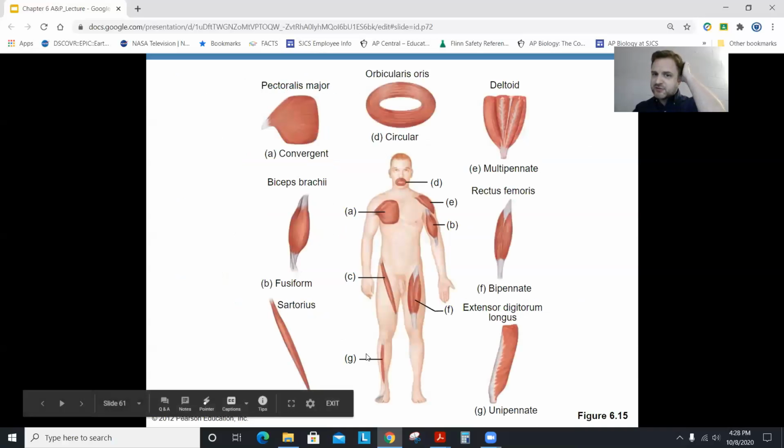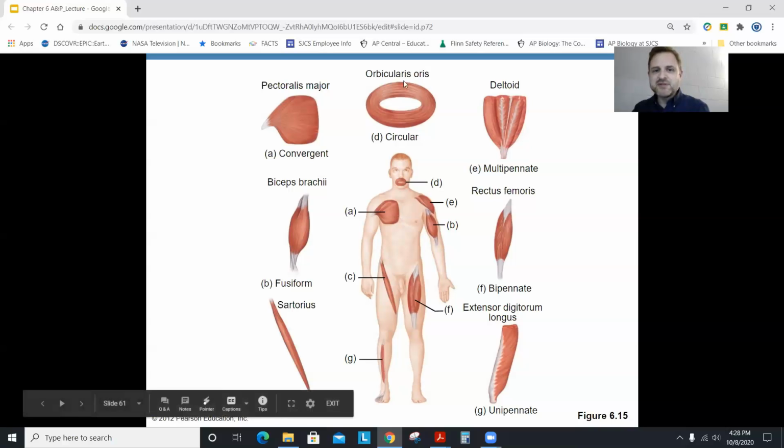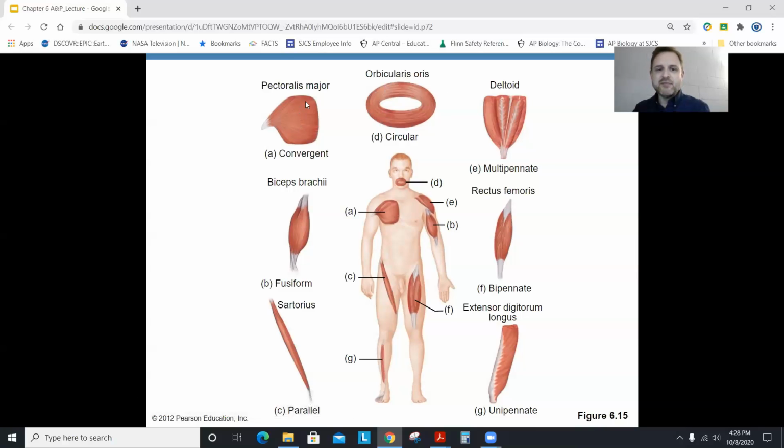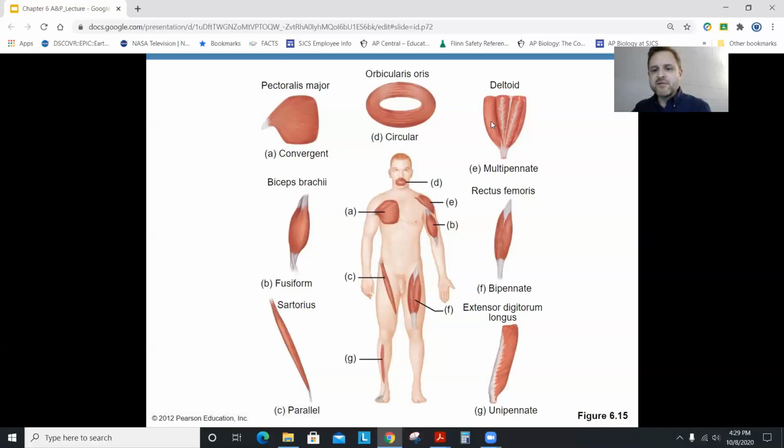Okay, so now we're going to get into naming actual muscles. Muscles have shapes. They can be circular, like the muscles that pucker your lips. A muscle like your pecs, your pectoralis major, is a convergent muscle because it all converges into one spot on the tendon. Fusiform is kind of like the shape of an airplane, where the people are, like your biceps. Sartorius or long, thin muscles are parallel. Multi versus bipinnate: the pectoralis has 1 origin.